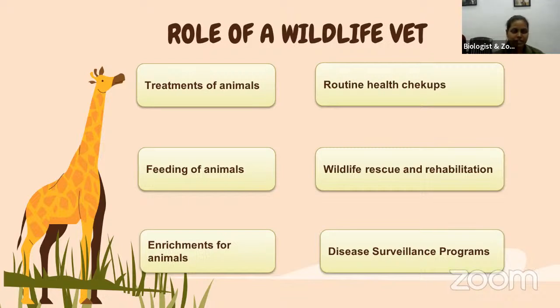First is the treatment of animals. If there is any injured animal, if there is any infighting of the animals, then we have to treat the animals. There is routine health checkups to check the temperature, body weight, check the blood, so that we know the animal is healthy. There is feeding of animals, what an animal should be eating, how much it should be eating, that is also decided by the vet. Then there is wildlife rescue and rehabilitation. So if there is any wild animal that's injured, we rescue it and we rehabilitate it. Then there is enrichment for animals and disease surveillance programs.